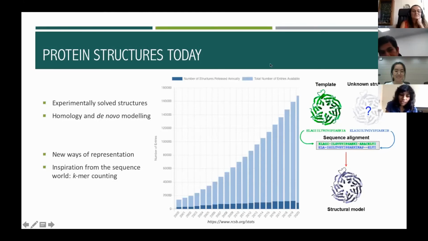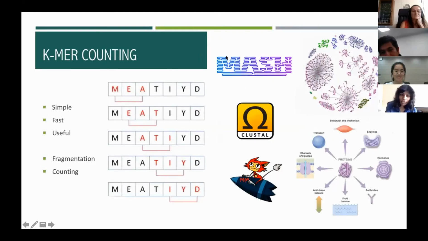For Geometricus, we took inspiration from the sequence world, where k-mer counting is very common. K-mer counting is really simple. You take a sequence, you look at the overlapping subsequences, and you count how many times each unique subsequence appears. Because it's so simple, it's really fast, and it's used all over the place. So it's used in alignment and clustering, and even in classification.